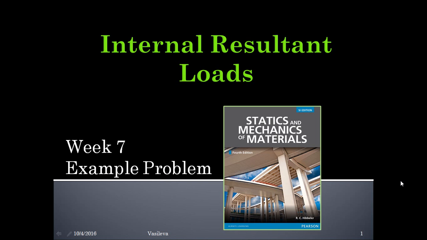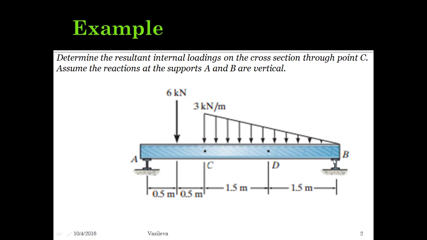Today we're going to cover internal resultant loads. So let's look at an example. Determine the resultant internal loadings on the cross section through point C. Assume the reactions at the supports A and B are vertical. Alright, so we're focusing here at point C.